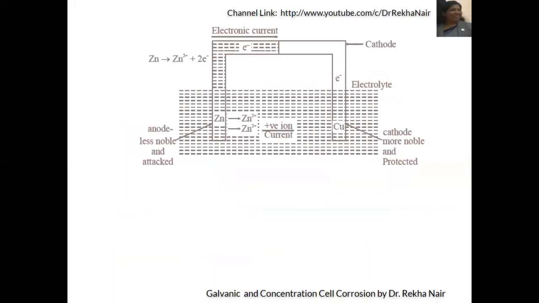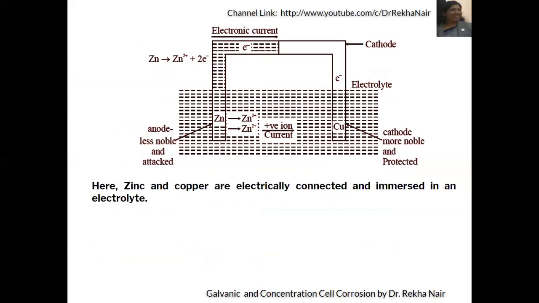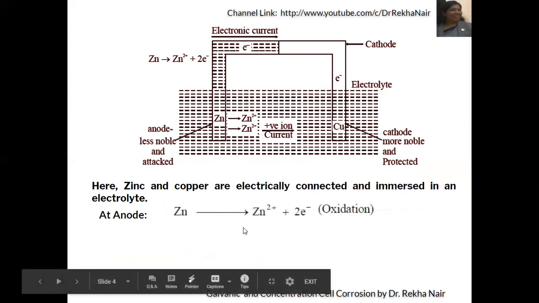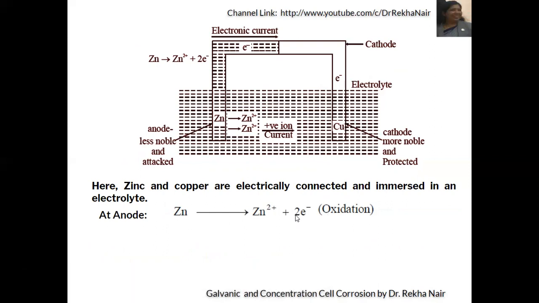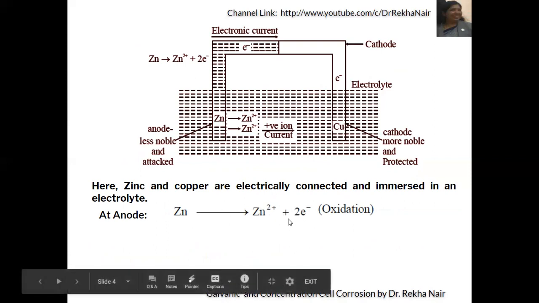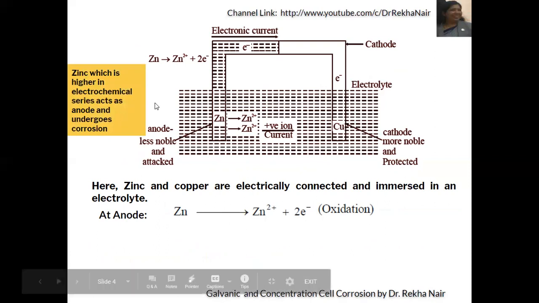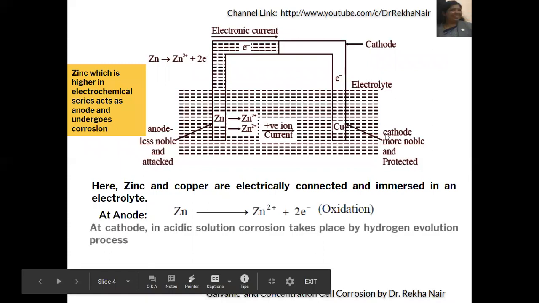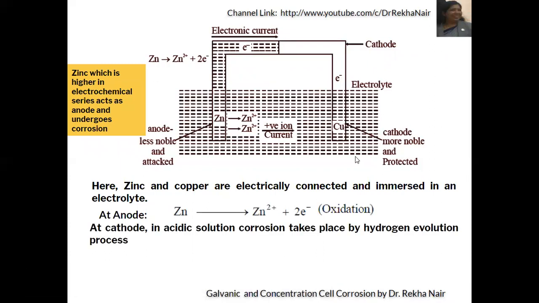So there will be zinc and copper electrically connected, and we are taking the electrolyte. At the anode, zinc will be converted into zinc 2 plus and 2 electrons. As I always say, at the anode oxidation takes place. So zinc is losing its electrons to form zinc 2 plus ions, and zinc is higher in the electrochemical series, because of which it is acting as anode, and copper is cathode because it is lower in the series.